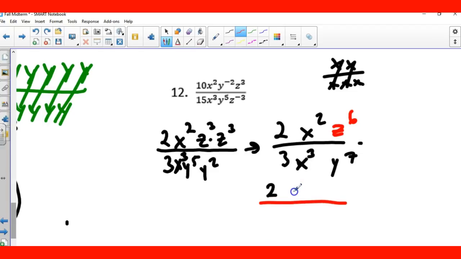So I have 2z all over 3xy to the 7. All right, there was no way to cancel out these two, but those did. Okay, so there we go.